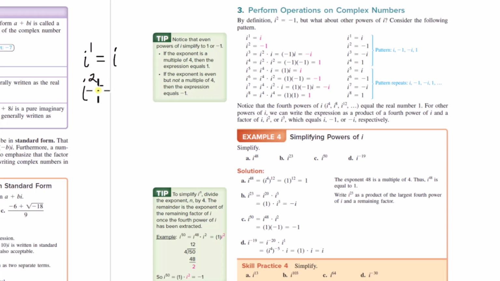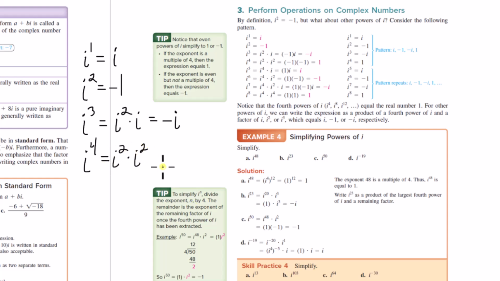Well, I squared by the definition of I is negative 1. What would I cubed be? Well, we can write that as I squared times I, which is negative I. What's I to the fourth? Well, that's I squared times I squared. That's negative 1 times negative 1. That's just 1.